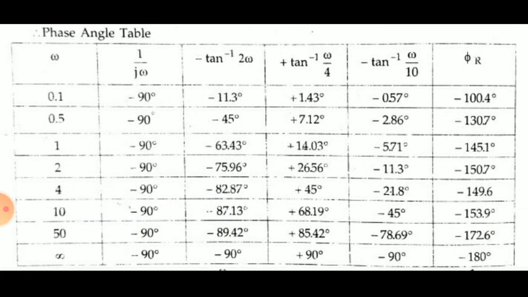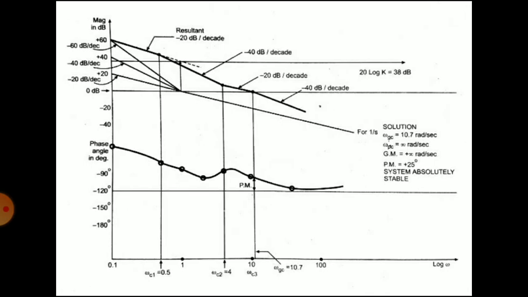So for the different frequencies, you have to calculate the different phase angles, and they are added algebraically. You will get the different values of resultant phase angles, that is minus 100.4 degree, minus 130.7 degree, minus 145.1 degree, that is the last column. And then you have to plot that phase angle. You can see at the bottom the values that are plotted.